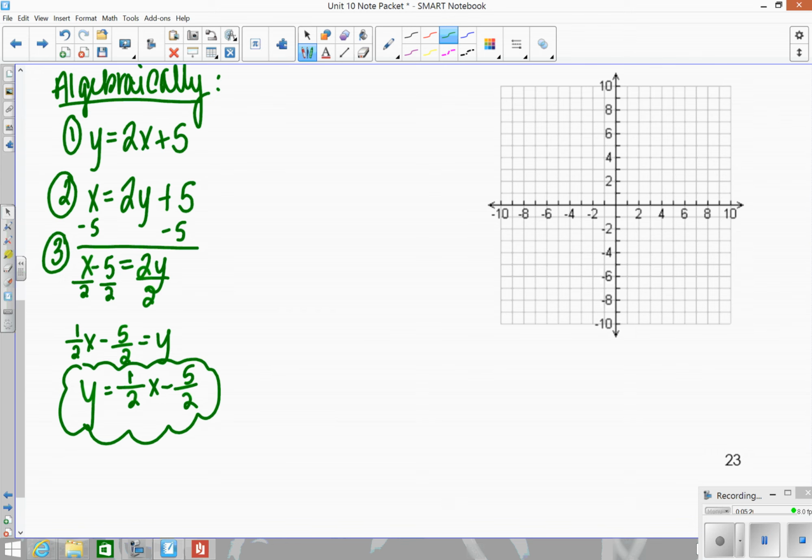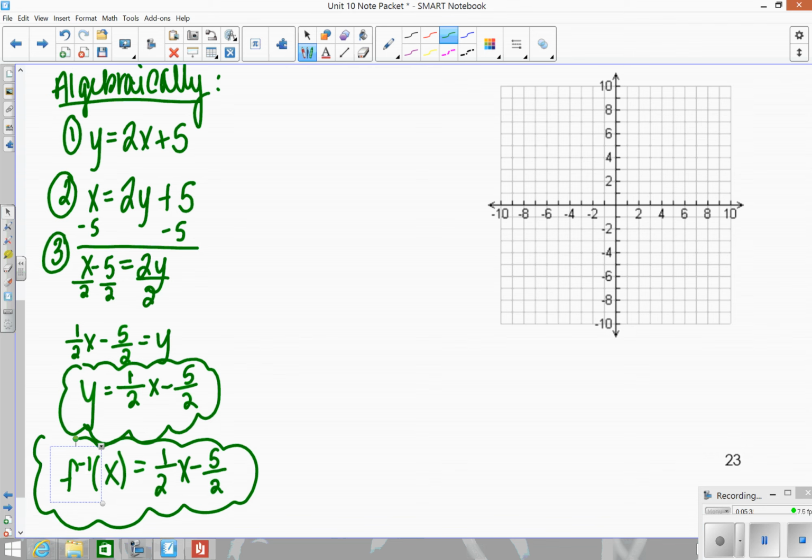Now, because I know that this is the shape of a line, and I know that all lines are functions, I can rewrite this using the inverse notation, since I know that the result is a function. So either one of these would be the correct answer.